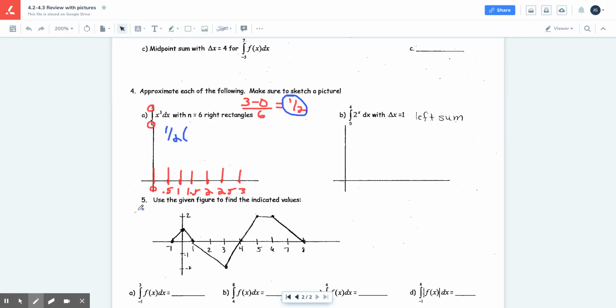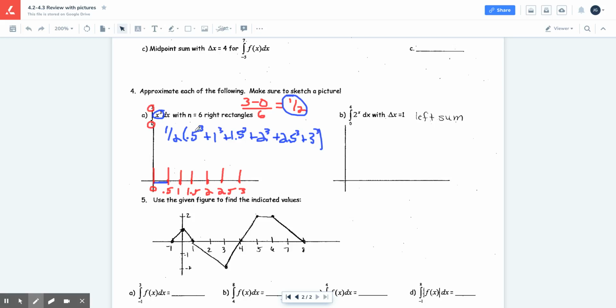Now, to get this height, it's a right rectangle. So here's my first rectangle. I'm going to plug in 0.5. Where am I plugging 0.5 into? This right here. So it's going to be 0.5 cubed plus 1 cubed plus 1.5 cubed plus 2 cubed plus 2.5 cubed, and then finally 3 cubed.